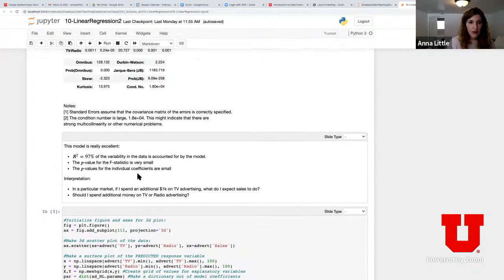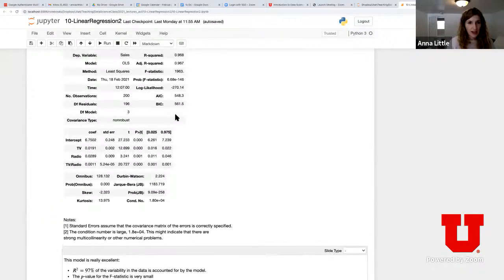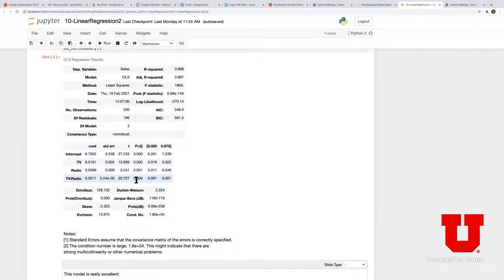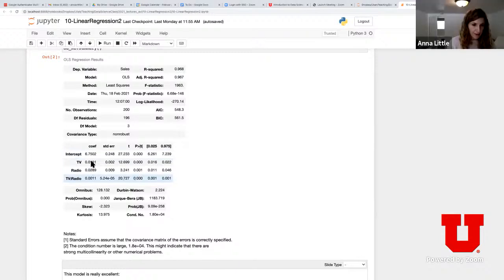Okay, and then the other thing that you want to remember about the output, in addition to looking at the R² value and in addition to looking at the p-values, is how to interpret the slopes. First of all, you write down the equation of the line using the coefficients. So here we would say y equals 6.7 plus 0.019 times TV plus 0.028 times radio plus 0.001 times TV times radio. And how would we interpret this?